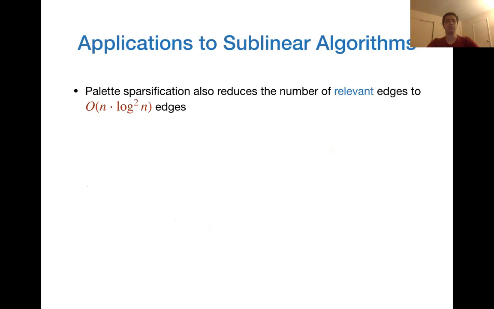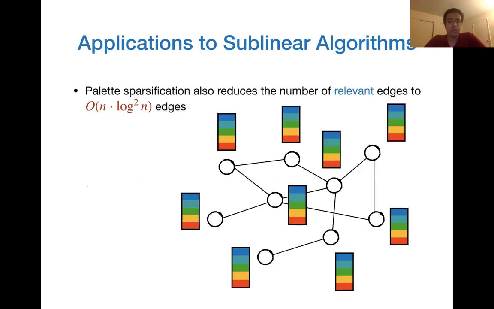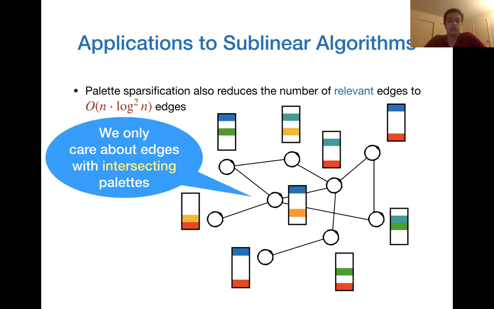The interesting thing about this palette sparsification is that not only does it reduce the number of colors per each vertex, in fact, it also dramatically reduces the number of important or relevant edges in the graph. So let's say this is my graph again, and then we sample these colors randomly. And the important observation is that most of the edges of the graph are not important for us anymore. In fact, we only care about an edge if the palettes of the vertices on both sides of this edge are intersecting with each other.